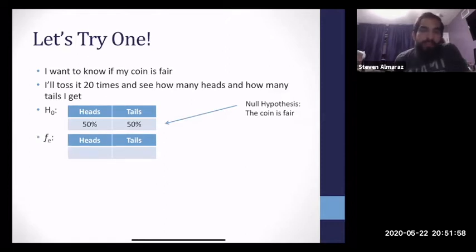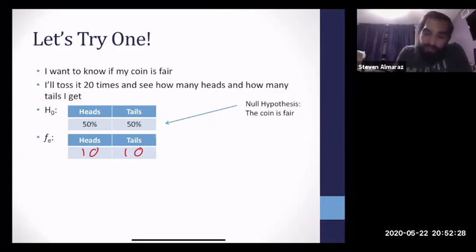Now, using that null hypothesis, what should we assume is our expected frequencies if we toss the coin 20 times? Well, there's two ways to do this. One of them is to just say, all right, 50-50, so what's half of 20? And the answer you get is 10. So 10 and 10.